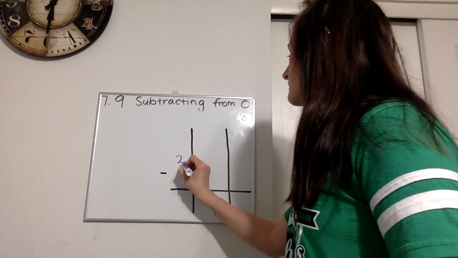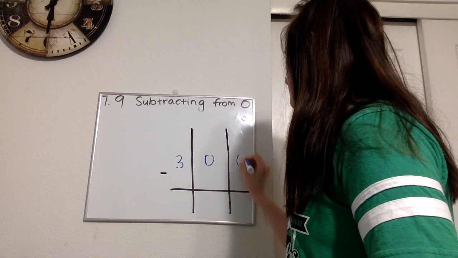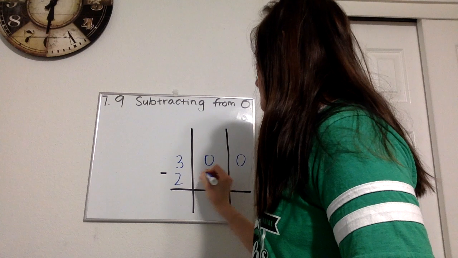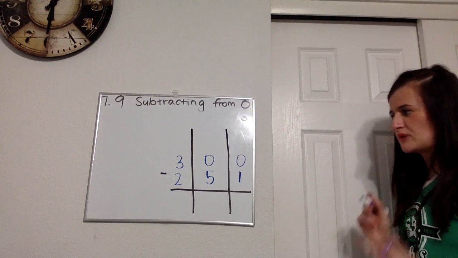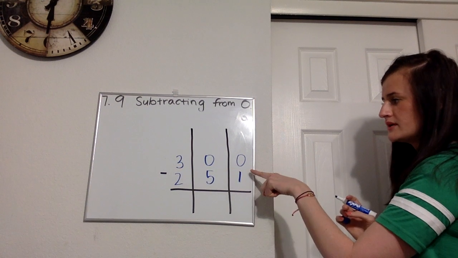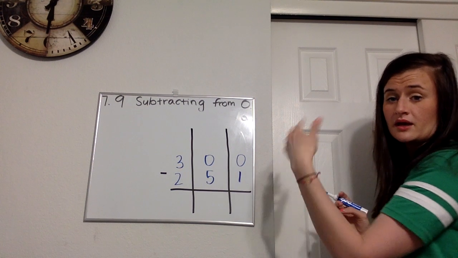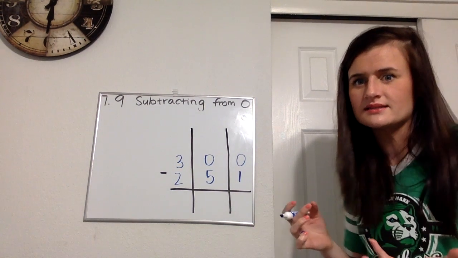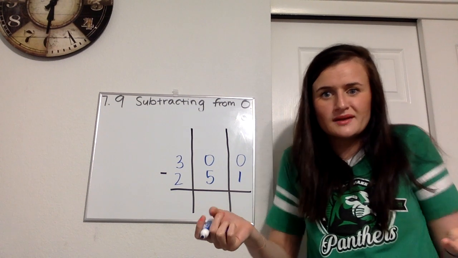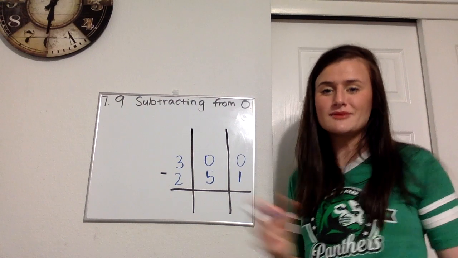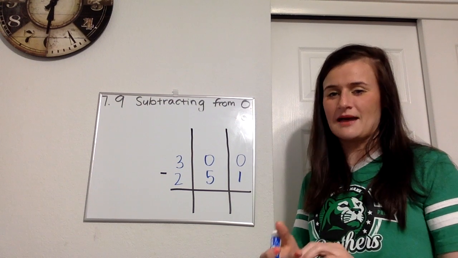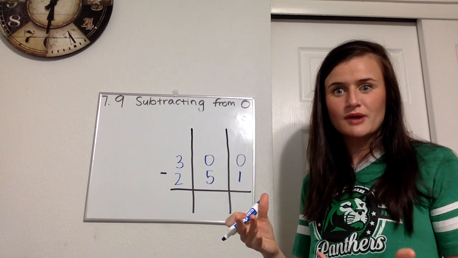300 subtract 251. When we look at this problem, you will see that 300 has two zeros in it. And what we know about zeros is you can't take anything from them because there's nothing to take. Zero means nothing. So I'm going to show you very easy steps in order to solve this problem.